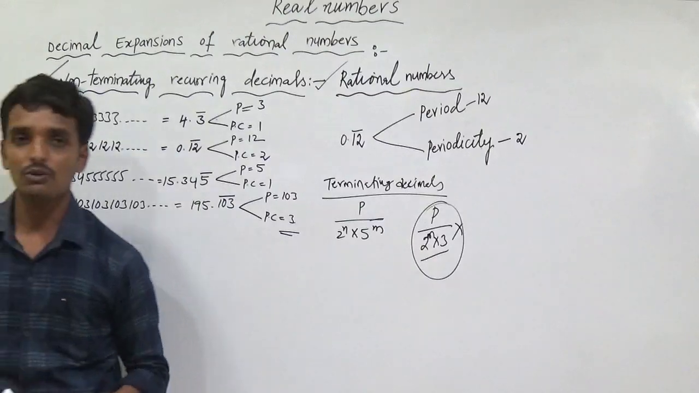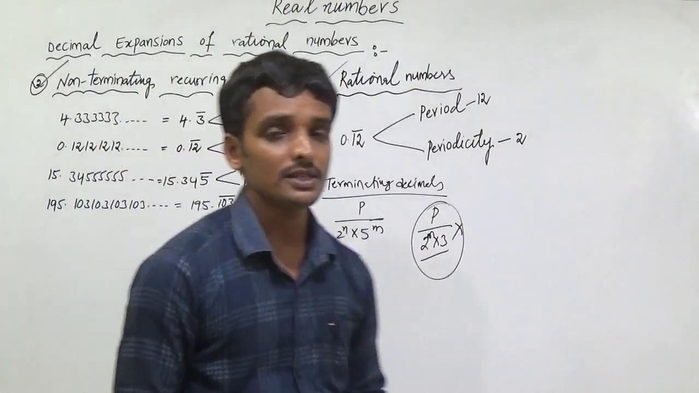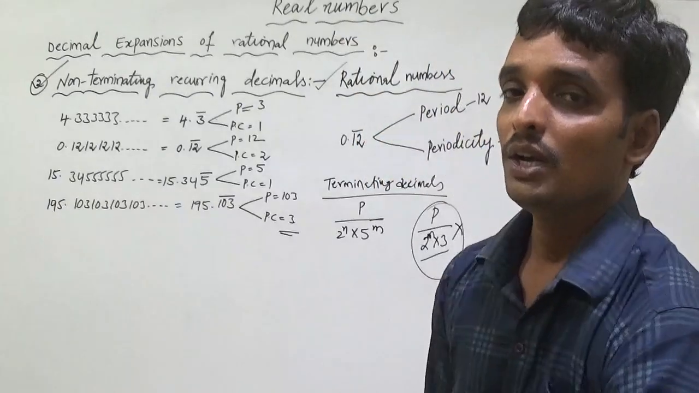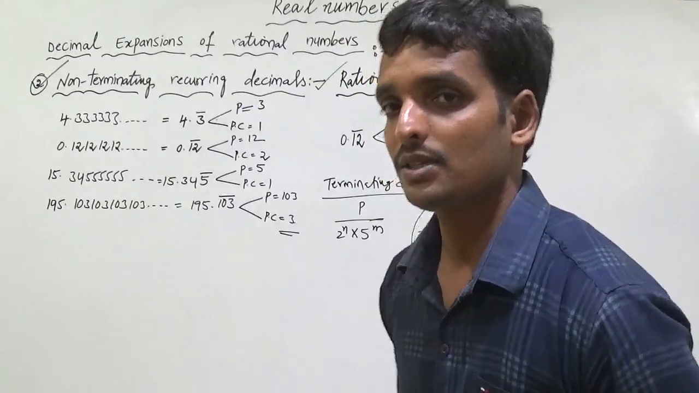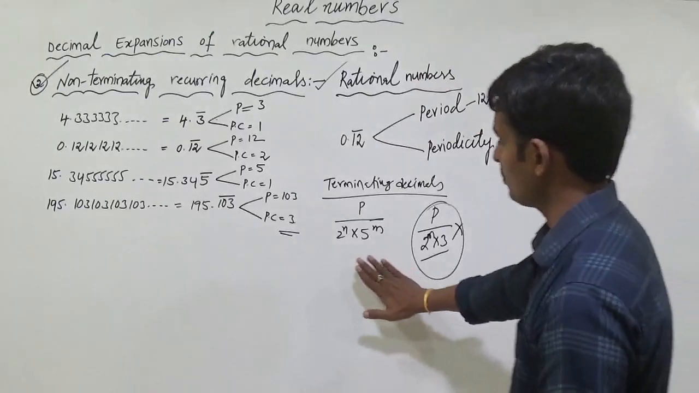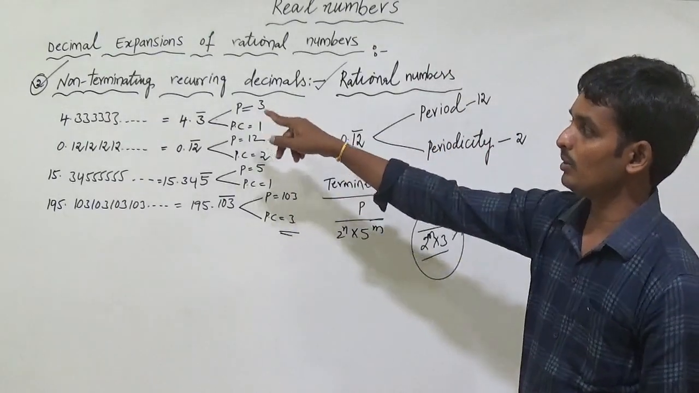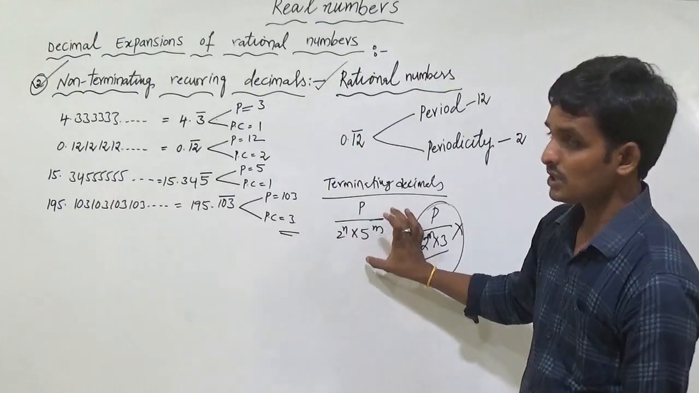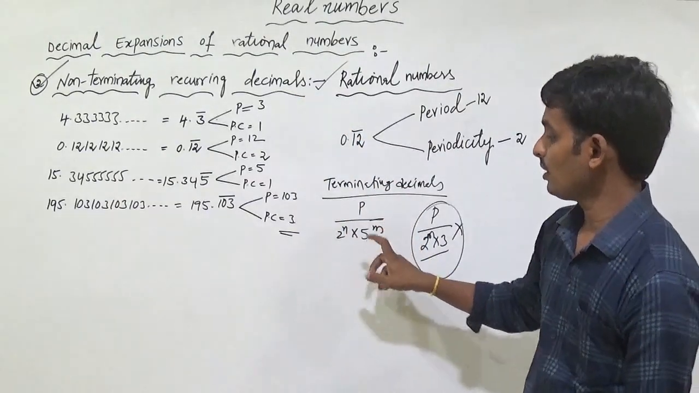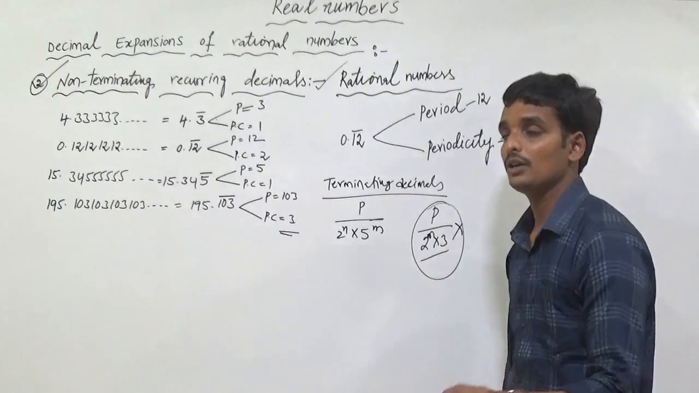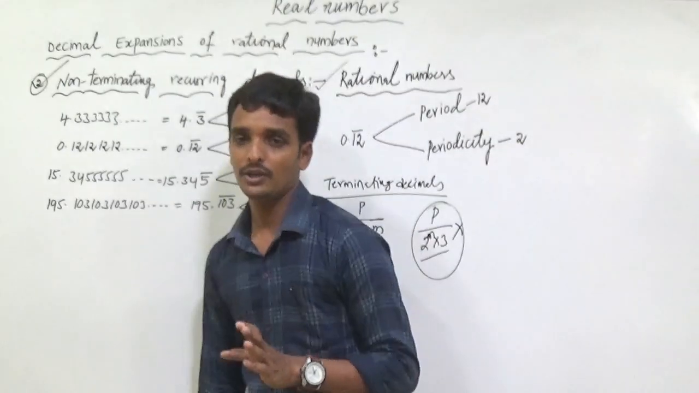So we have to memorize all these topics. In the next class, we will discuss how to convert non-terminating recurring decimals into rational numbers. This point is very important. Be careful when you are writing the notes. If the denominator is not in the form of 2 power n into 5 power m, it is a non-terminating recurring decimal. Okay, thank you.